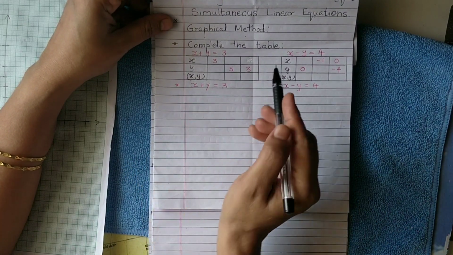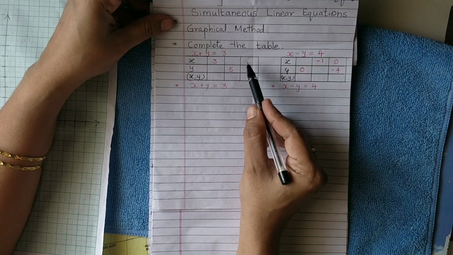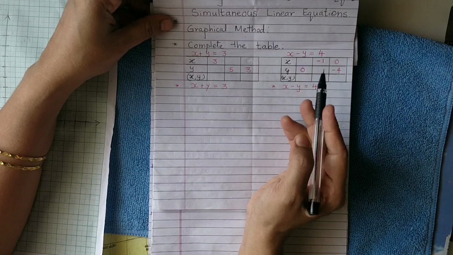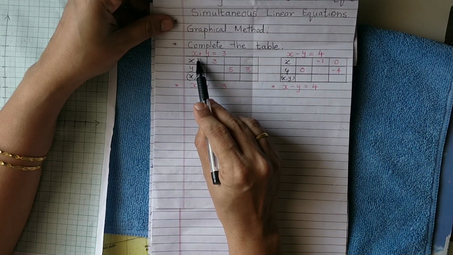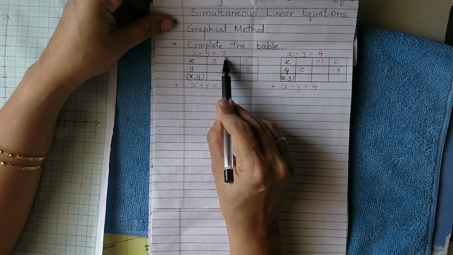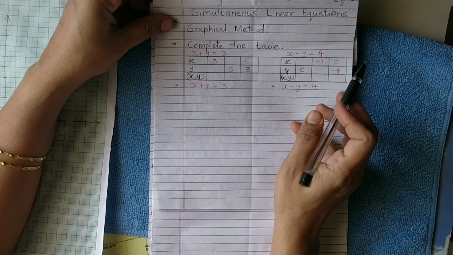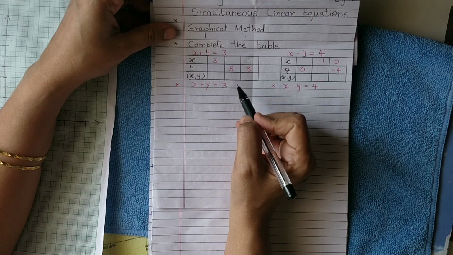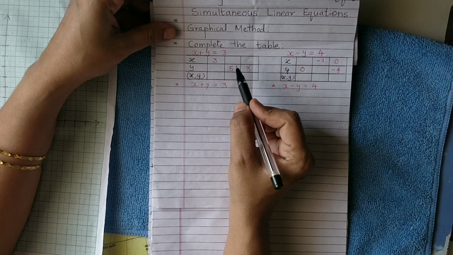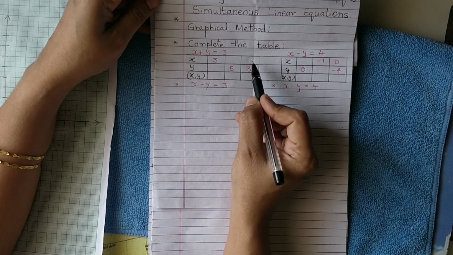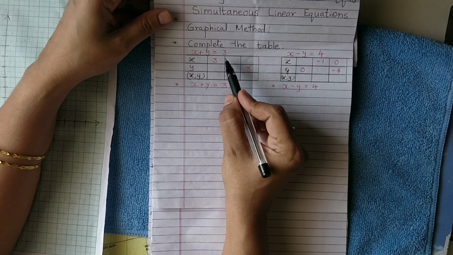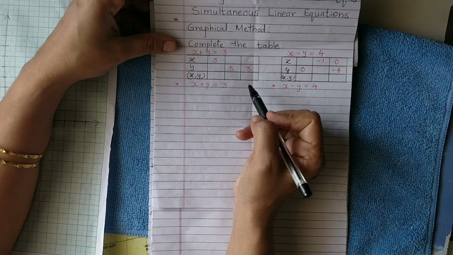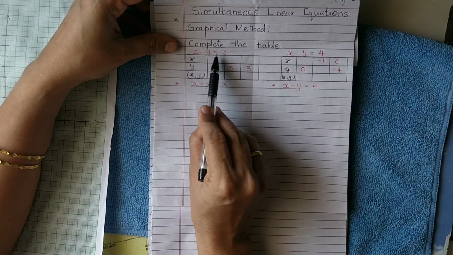Before directly going to the question, I'll look at one example from your textbook, that is completion of a table. These are the two equations, x plus y is equal to 3 and x minus y is equal to 4. They are simultaneous equations. If we have to plot the graph of these equations, we need to get the set of ordered pairs. So how do we get those pairs? That we shall see. x plus y is equal to 3.